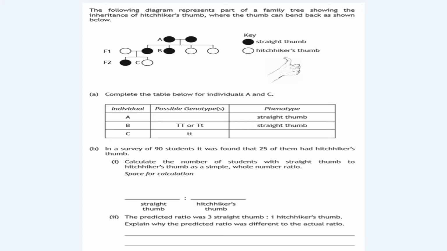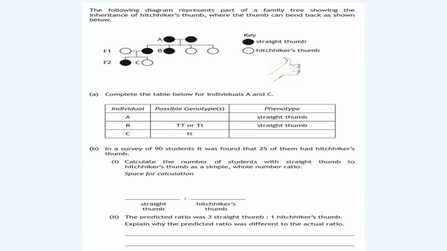You should now all know about variation and you should be able to pause the video and answer the question. So try to answer the question before I go over the answers. The question is, the following diagram represents part of the family tree showing the inheritance of hitchhiker's thumb, where the thumb can bend back as shown below. It says complete the table below for individuals A and C. So you've got individual A, B, C, possible genotypes and phenotypes.